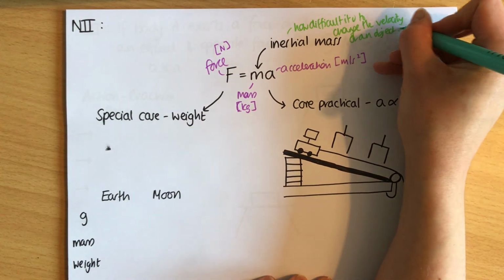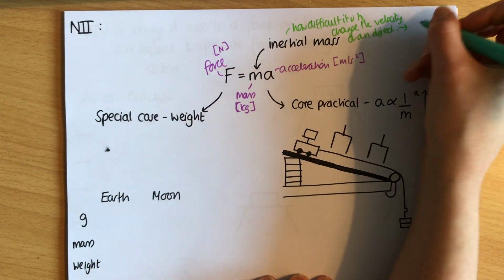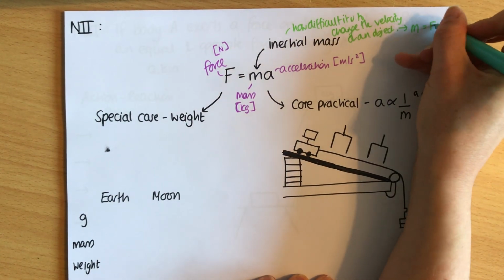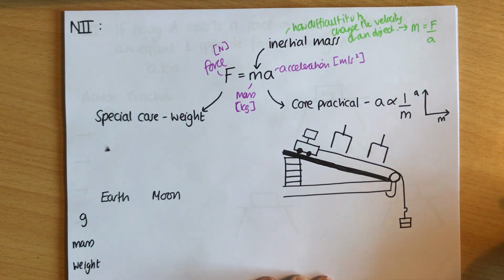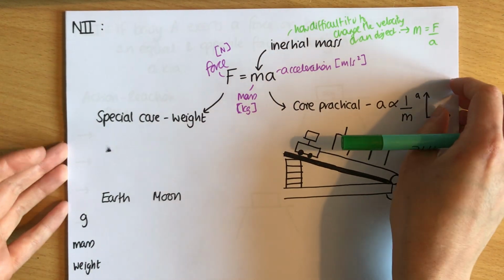And we can also define it as the ratio of force over acceleration. So we can rearrange this equation for m equals F over a. So a slightly easier way to remember it is that inertial mass is force divided by acceleration.